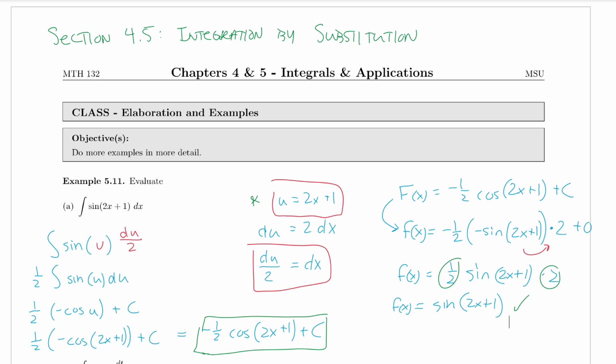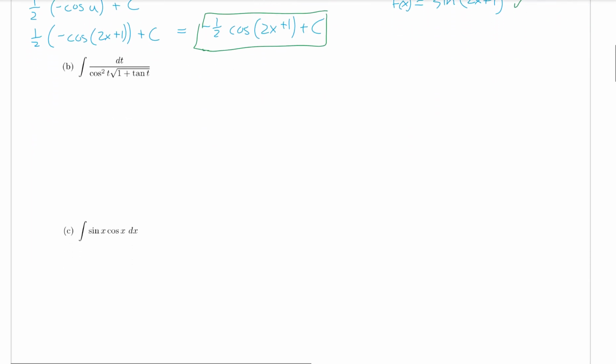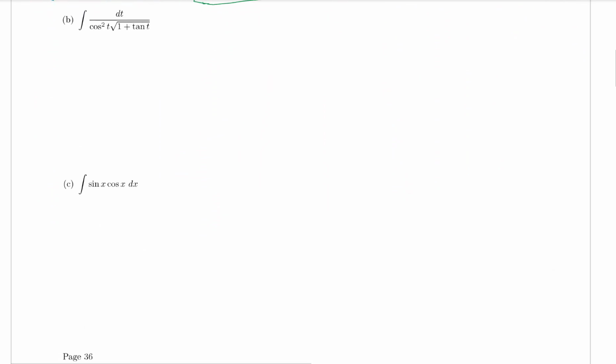All right, let's take a look at the next example. So for example B here, we have a little bit more complicated function. Now, after you practice this for a while, you're going to see that usually we're going to take the inside of the most complicated function as our u. So let's go ahead and start with that and see where that takes us.